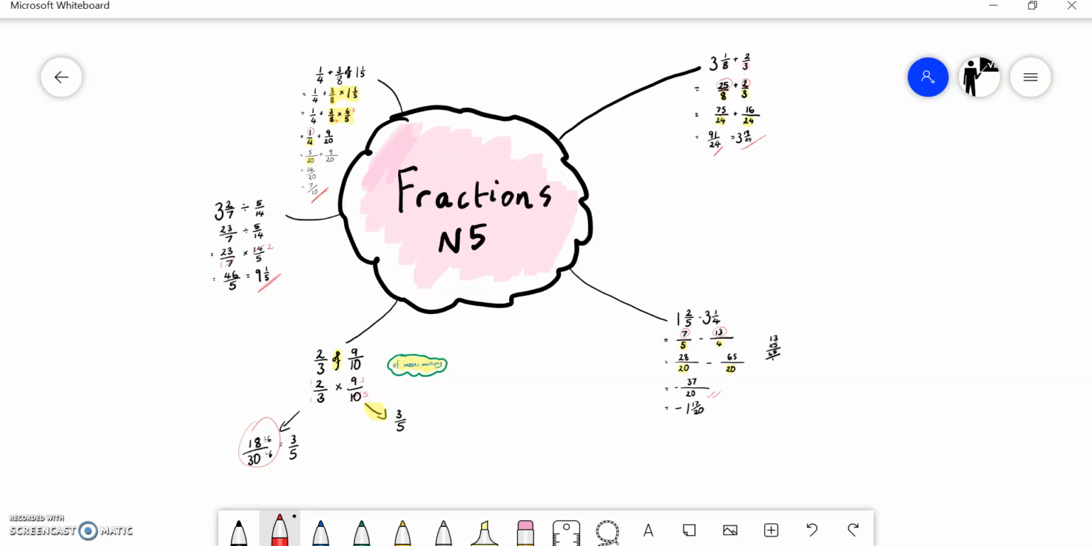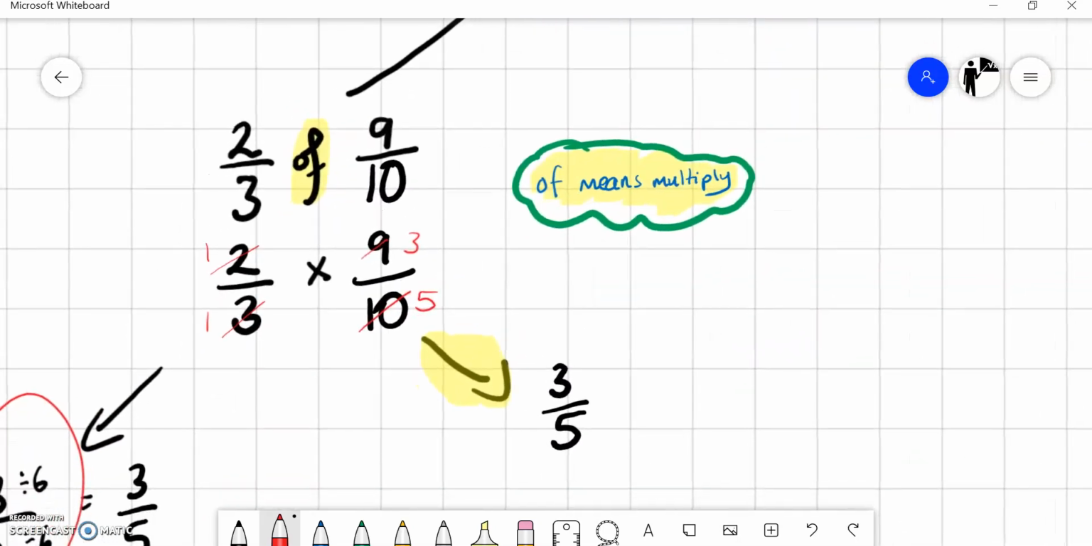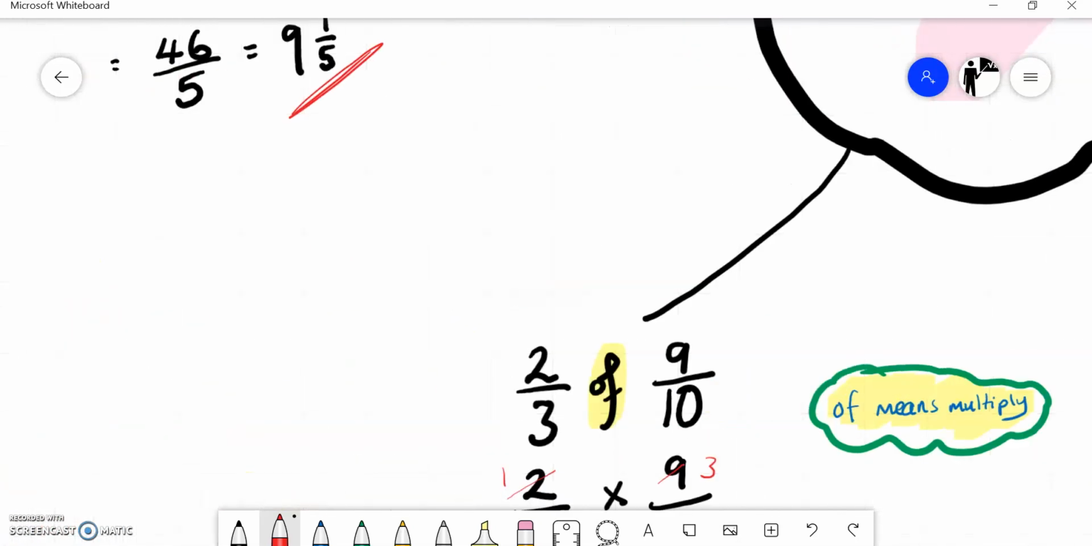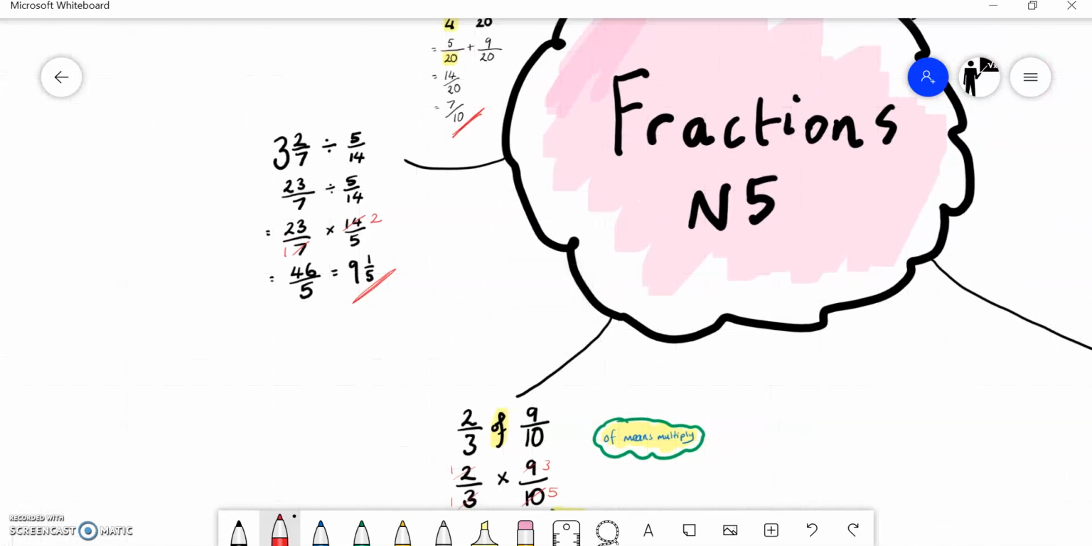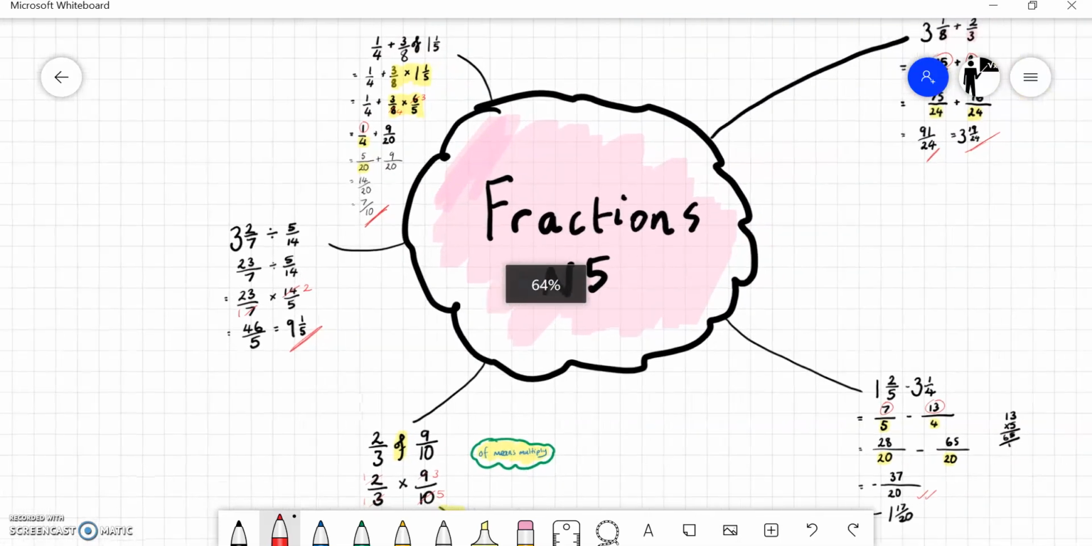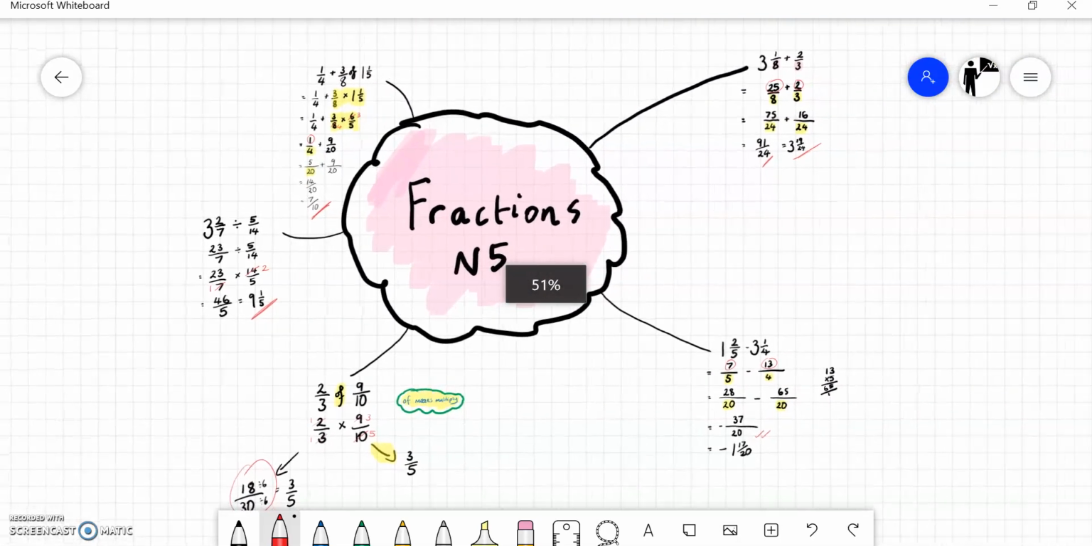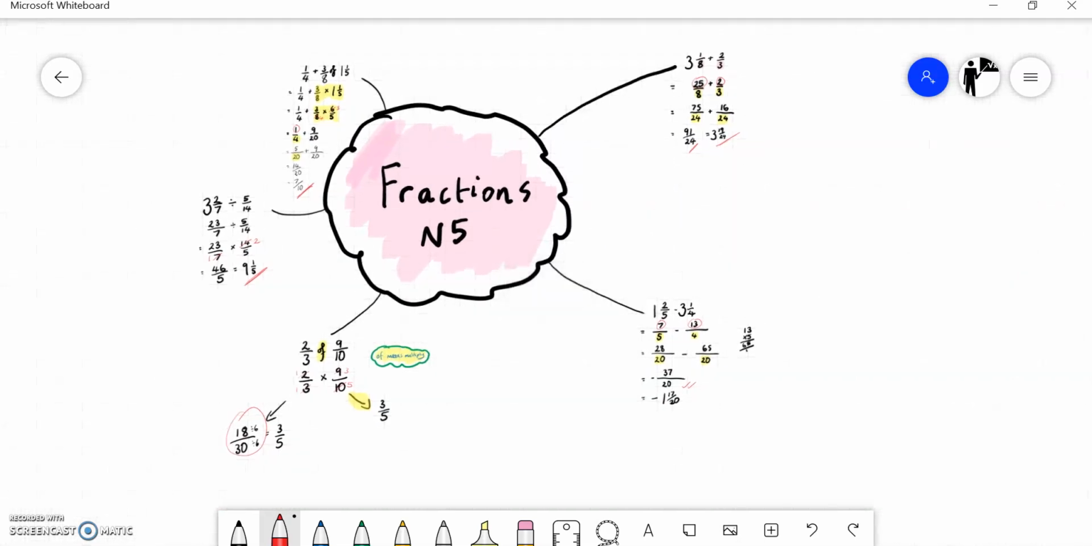When you're adding and subtracting, you need the same denominator. When you're multiplying, I recommend looking at the diagonals and simplifying. When you're dividing, you flip the second fraction, divide becomes times. Remember that of means to multiply. And finally, sometimes you can get fraction questions that are mixed in with order of operations, so you might need to do any operations within brackets first and so on.